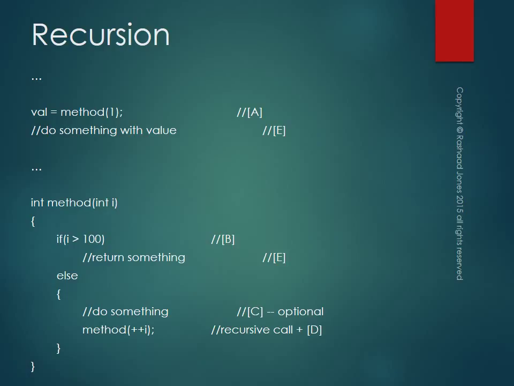Now, this is optional because it all depends on the problem. At the very least, we're going to have this method invoke itself, and we need to make sure we increment our variable so that it gets closer to the terminal state. Otherwise, if I don't do this increment, it will be an infinite loop because i is never changing.